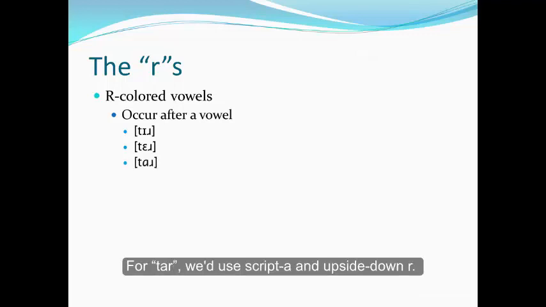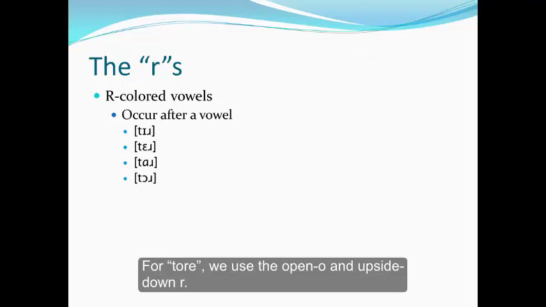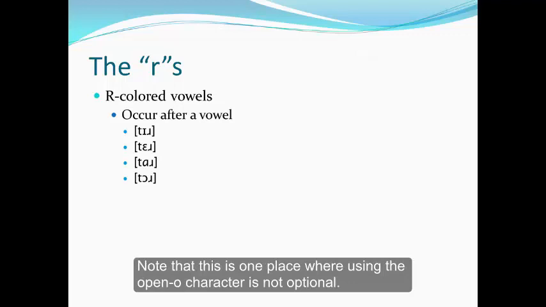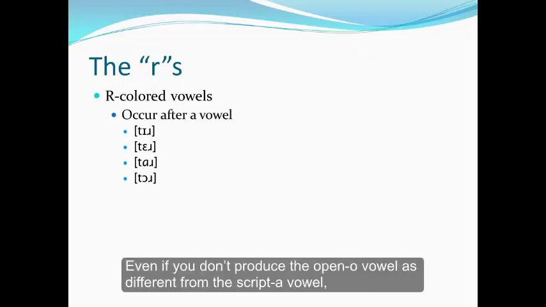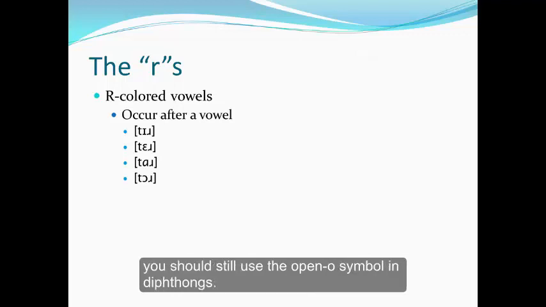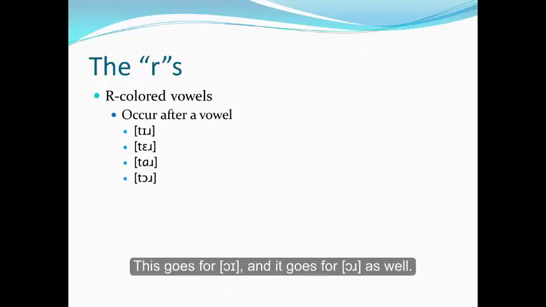For tar, we'd use script A and upside-down R. For tor, we use the open O and upside-down R. Note that this is one place where using the open O character is not optional. Even if you don't produce the open O vowel as different from the script A vowel, you should still use the open O symbol in diphthongs. This goes for oi, and it goes for or as well.